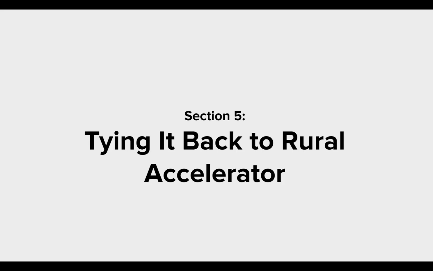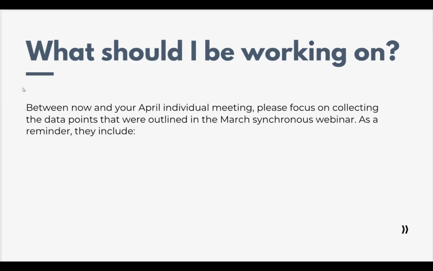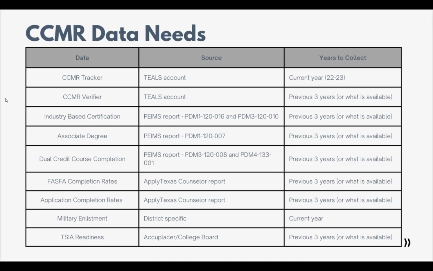All right, let's tie all of this back to our Role Accelerator work and the steps that you should be taking in the next couple weeks. So between now and your April individual meeting, please focus on collecting the data points that were outlined in the March Synchronous webinar. They are listed here in this table, as well as in the email that Alex sent about a week or two ago. They're linked on the Data Hub, so there are a number of different places where you can get this information.